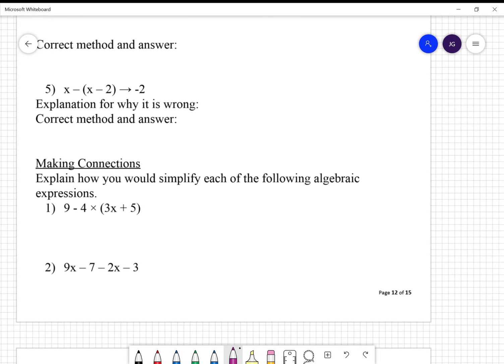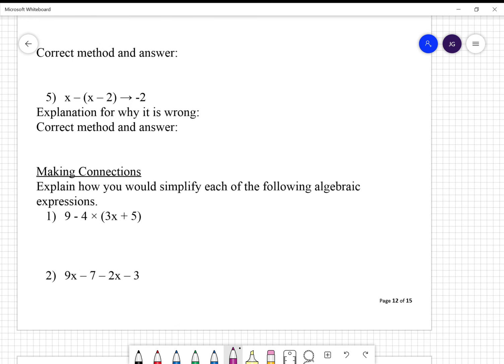x minus parentheses x minus 2 is negative 2. There's kind of a missing step here. There's a negative 1 here, and they're distributing. So they did x minus x, minus 2, and x minus x cancels. That's how they got their answer of negative 2. What's the error?